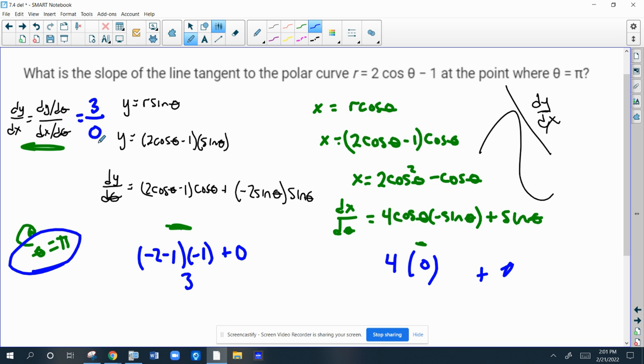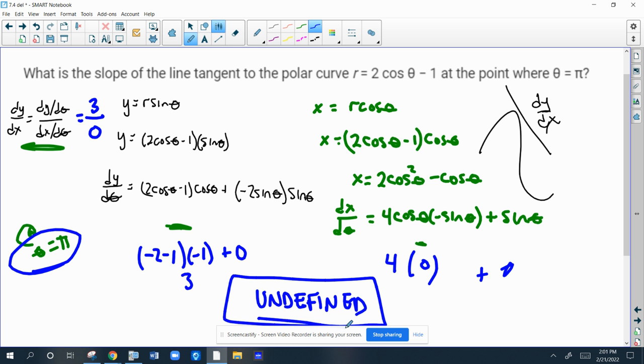So that's the derivative. And since your derivative turns out to be 3 divided by 0, the slope of the tangent line here is undefined. So good problem. That's how you find dy/dx for polar graphs.